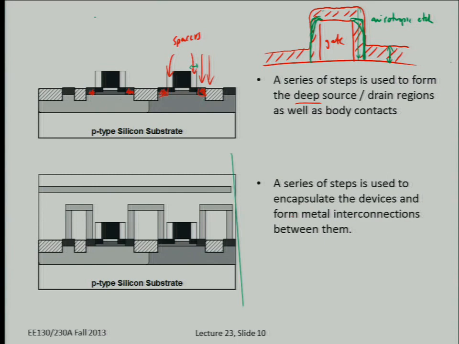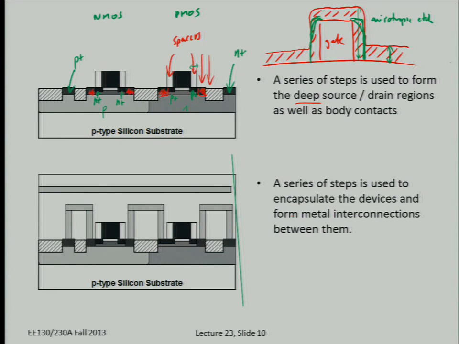Notice this is NMOS on the left, PMOS on the right. You have N plus source and drain regions for NMOS and P plus source and drain regions for PMOS. But you need to form a body contact. So this is going to be a P plus body contact for the P well. And on the right side, you have an N well for PMOS, so you need an N plus ohmic contact. To form an ohmic contact to the metal, you need N plus on the right and P plus on the left.